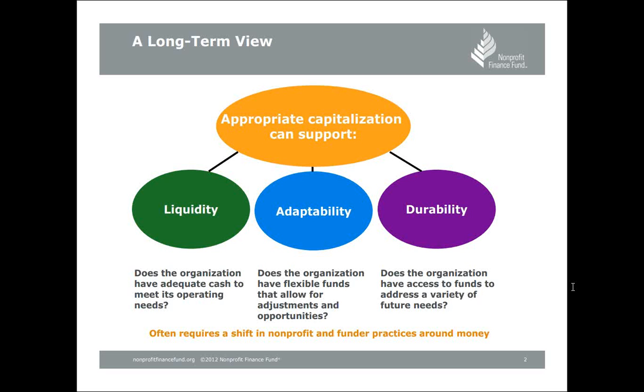Those of you who are managing arts and culture organizations or funding them understand very well just how important this is. And so what we say is, in order to address these things, there's essentially some shifts that need to take place in how nonprofits and funders think about and use money. And so this is the journey that we are on. Next slide, please.